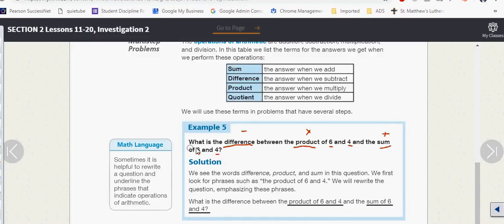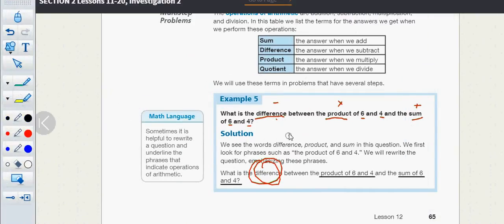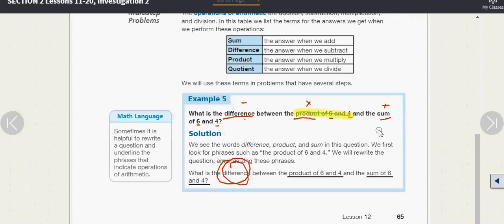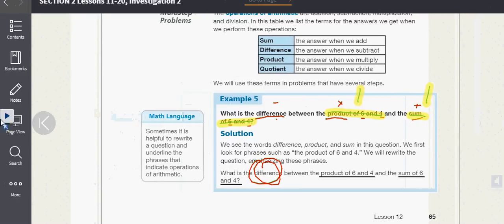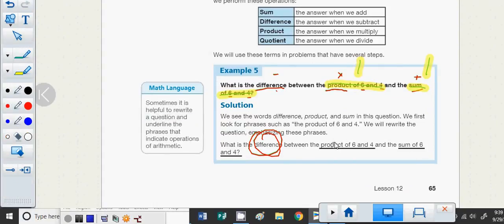And let's read it again to ourselves as we're underlining things. What is the difference, right here, between the product of 6 and 4 and the sum of 6 and 4? So we're going to find this, we're going to find this, and then we're going to subtract them for the difference.